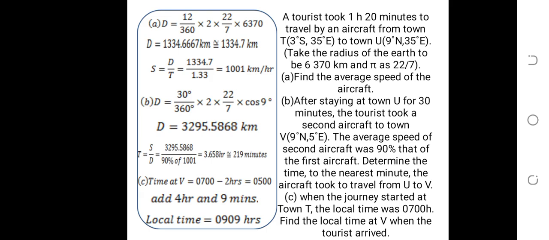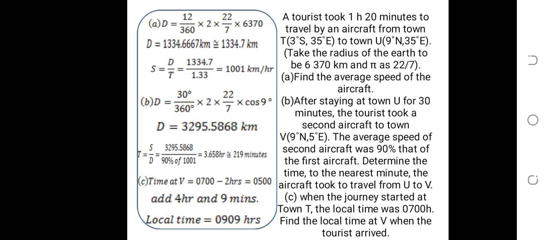A tourist took 1 hour and 20 minutes to travel by an aircraft from town T, 3 degrees south, 35 degrees east, to town U, 9 degrees north, 35 degrees east. Take the radius of the Earth to be 6,370 kilometers and pi as 22/7. A. Find the average speed of the aircraft.